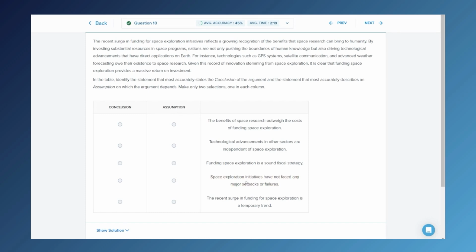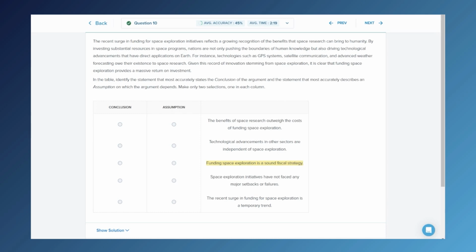D. Space exploration initiatives have not faced any major setbacks or failures. Definitely an overstatement for this argument. Mark it as irrelevant. And E. The recent surge in funding for space exploration is a temporary trend. Also well out of scope. Mark as irrelevant.